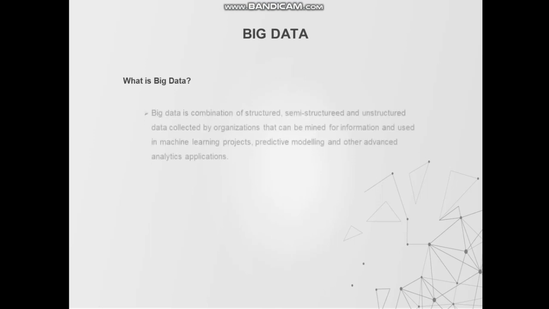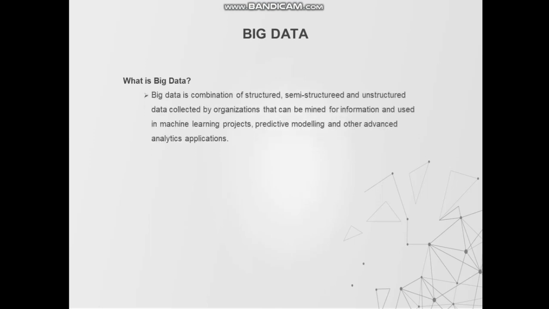First, what is big data? Big data is a combination of structured, semi-structured and unstructured data collected by organizations that can be mined for information and used in machine learning projects, predictive modeling, and other advanced analytics applications. Big data is often characterized by the three V's. First, we have the volume, variety, and velocity.